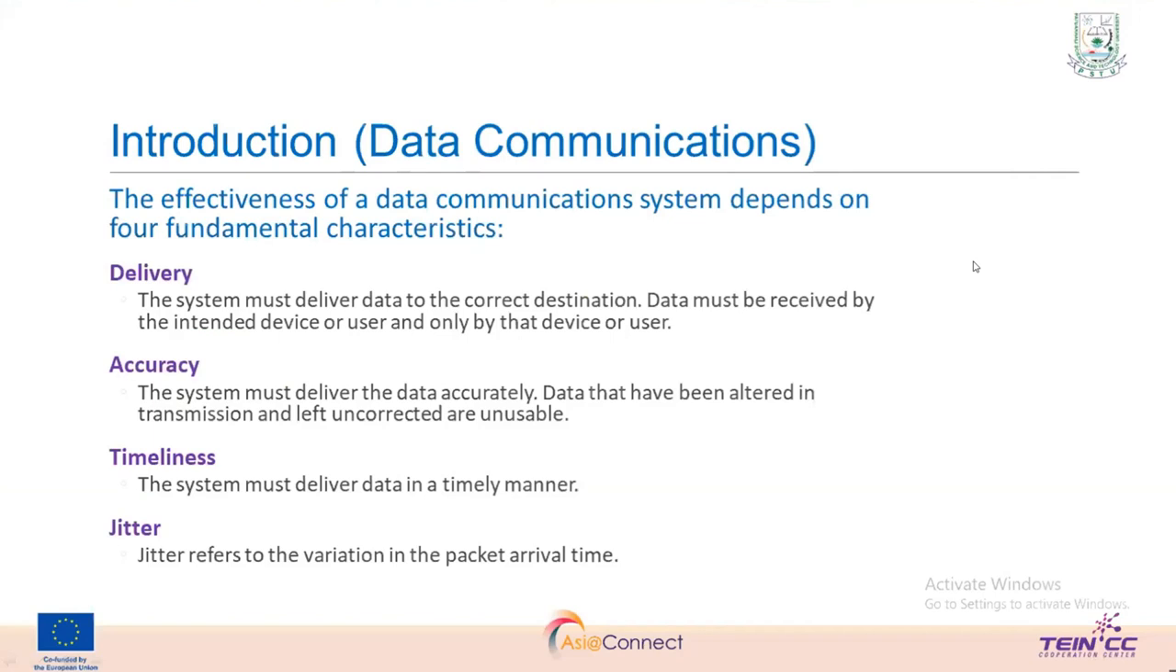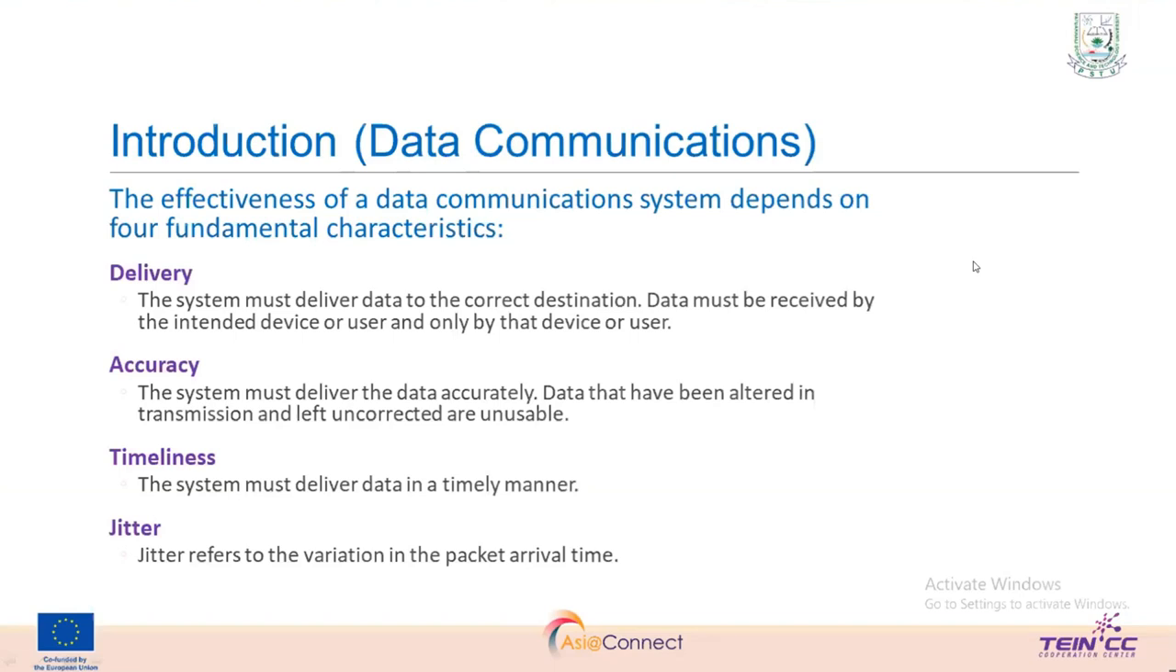The effectiveness of a data communication system depends upon four fundamental characteristics. Delivery. The system must deliver data to the correct destination. Data must be received by the intended device or user, and only by that device or user. Accuracy. The system must deliver data accurately. Data that have been altered in transmission and left uncorrected are unusable. Actually, that means correctness of data. Data must be received by the receiver in an intact way.